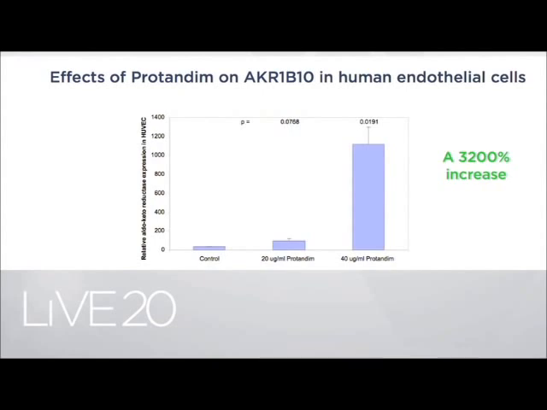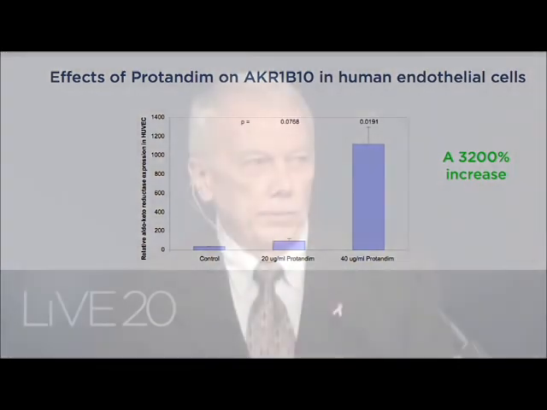The one on the left is the control. And here you see two concentrations, a very low and a higher concentration of Protandim, a 3,200%, 32-fold increase in the production of this gene product. And this is a good one. The more of this you have, the more protected you are, right?